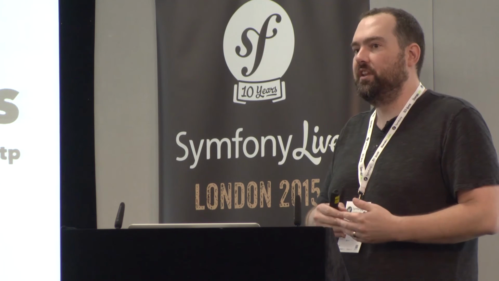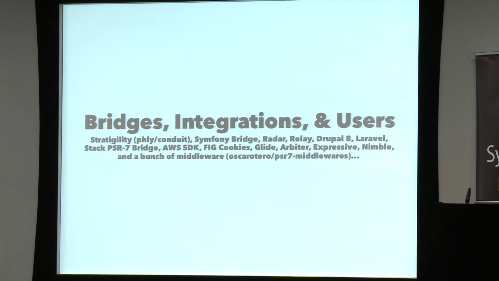So if you're looking more from a client perspective and you want to have client-oriented interfaces and you don't need the server request interface, then you can totally look at Guzzle's implementation. There are a bunch of bridges and integrations, people using PSR-7 now, and this list grows every day. I'm basically losing track of all the people who are using it. Strategility is probably one of the big ones if you want to look at middleware.